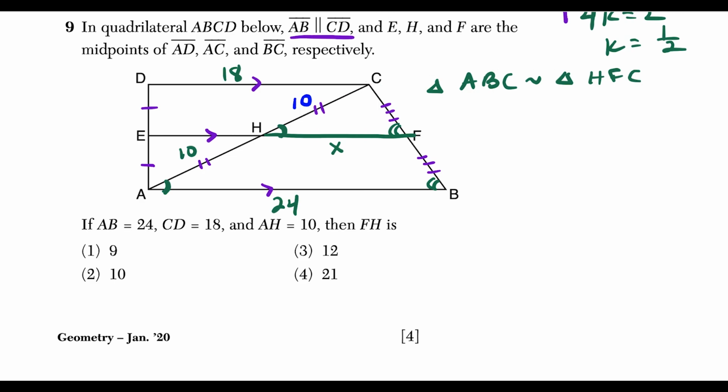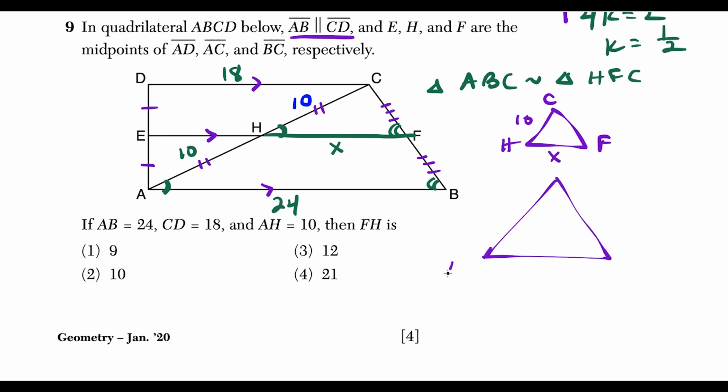With that, we could separate those triangles, so I'm going to draw them separately. We have CHF, and this is 10, and this is X. And that's the thing we're trying to find. And then the big triangle is ABC. In this triangle, we know this side is 24. And we know AC is 10 plus 10, so this is 20 units long.